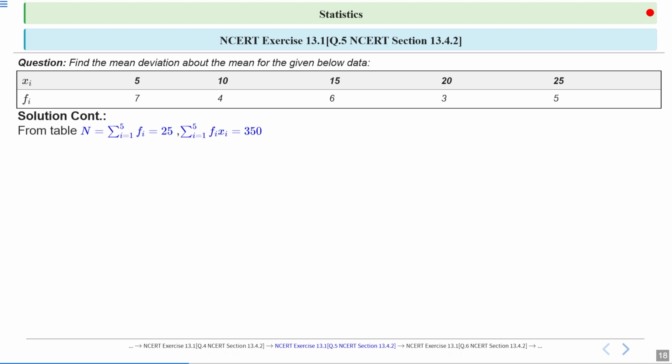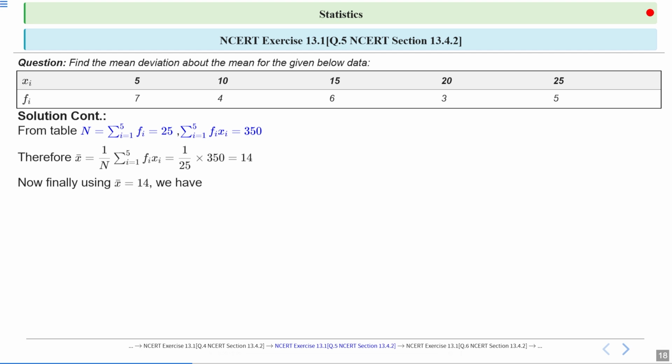From the table, we get n equal to summation i equal to 1 to 5 of f_i equal to 25, and summation i equal to 1 to 5 of f_i multiplied with x_i is 350. Therefore, x bar equal to 1 by n multiplied with summation i equal to 1 to 5 of f_i x_i. So this is equal to 1 by 25 multiplied with 350, and this is equal to 14. So x bar equal to 14.